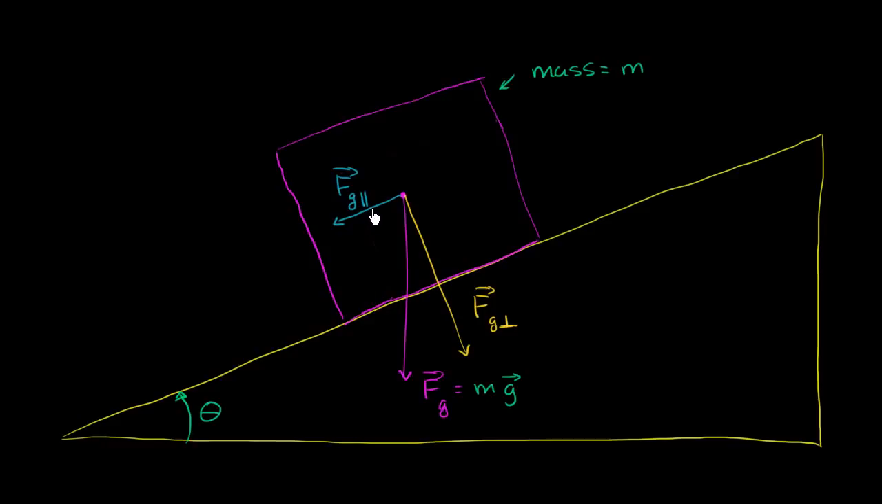So let's see if we can use a little bit of geometry and trigonometry. Given that this wedge is at a theta degree incline relative to the horizontal, if you were to measure this angle right over here, you would get theta. In future videos, we'll make it more concrete, like 30 degrees or 45 degrees or whatever. But let's just keep it general. If this is theta, let's figure out what these components of the gravitational force are going to be.